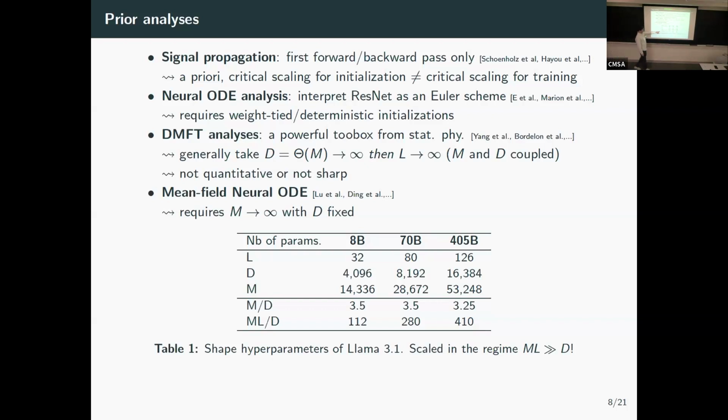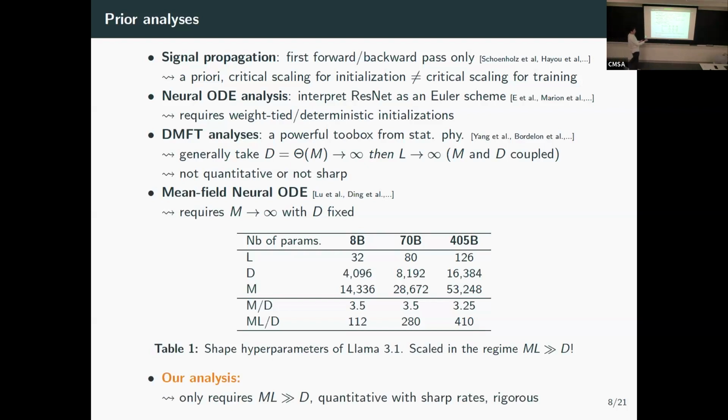However, there's one quantity that diverges, which is M times L divided by D. This is a family of models, but when you look at any frontier model, you see that when they scale up models, this quantity will be large or diverge. So we'll be interested in this regime, and this is the setting of our analysis. We only want to require ML much larger than D. And we assume that the object we'll obtain in this limit is the ideal transformer or ideal model.